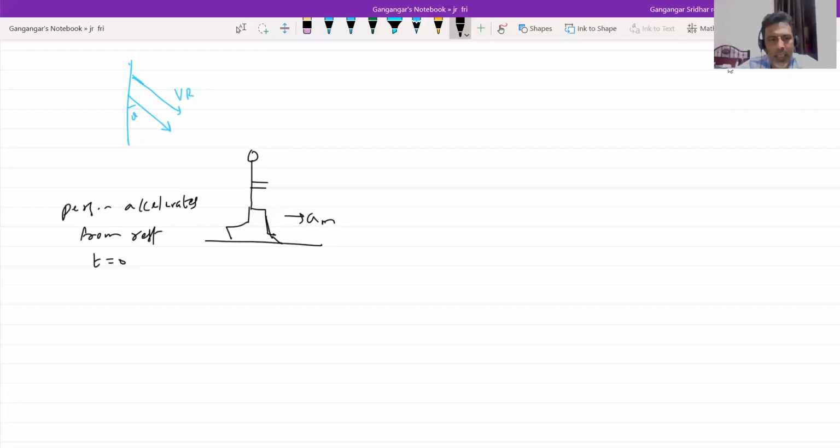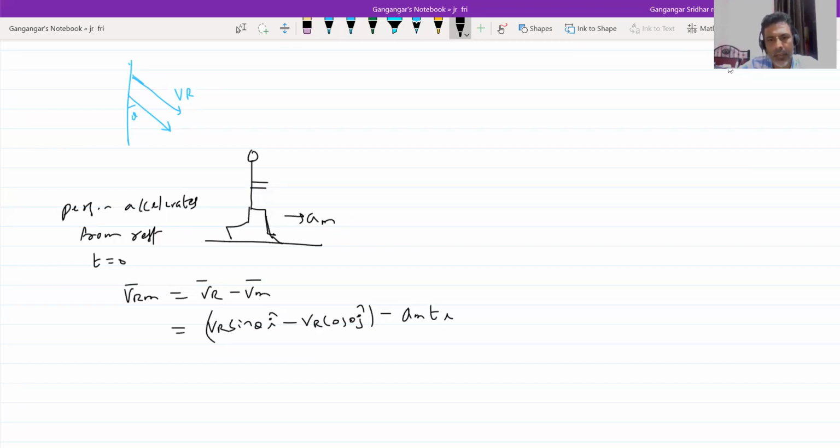So here, what is the entire discussion? This will be VRM equal to VR bar minus Vm bar. VR is Vr sine theta i cap, Vr cos theta j cap. What is the velocity of man? It will be the acceleration of man, am t, into i cap. If you're calculating the velocity of raindrop with respect to man, you have to take the vector sum: Vr cos theta, Vr sine theta.